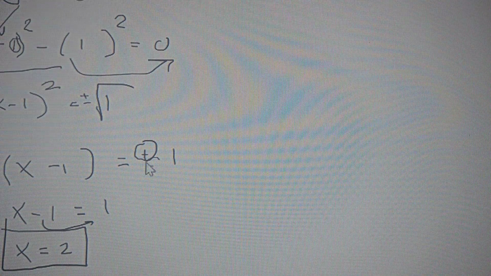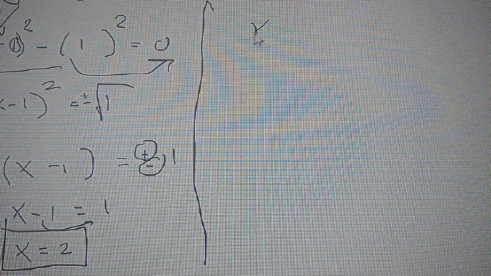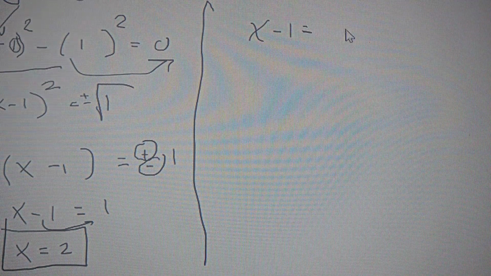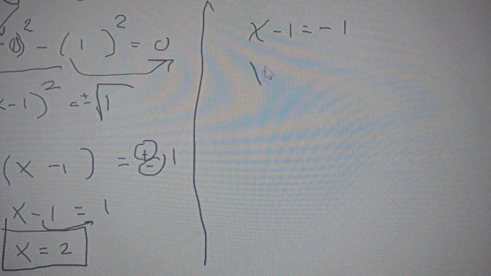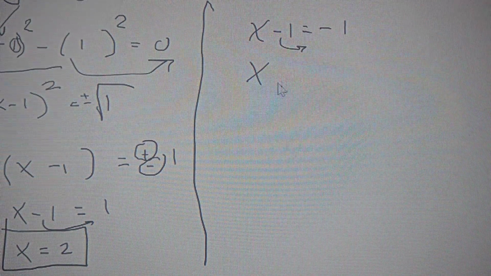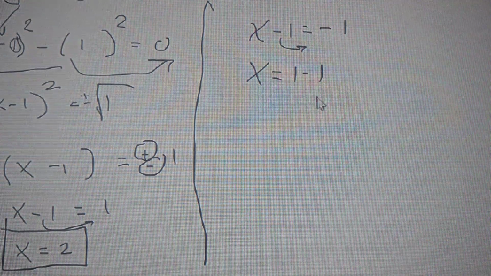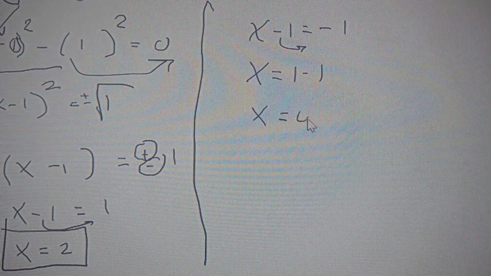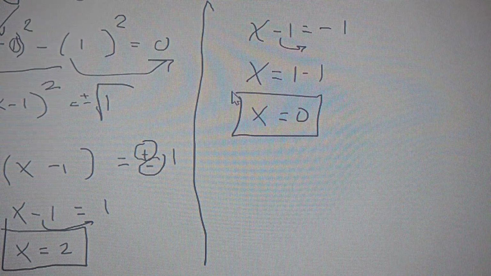Now we use the negative for the next solution. So what do we have? We end up with x minus 1 is equal to minus 1. Moving this negative to the other side, x is equal to 1 minus 1. X is equal to 0. That's the second solution to this quadratic equation.